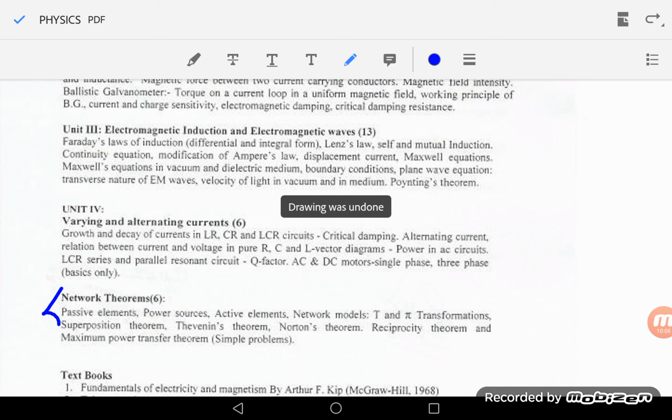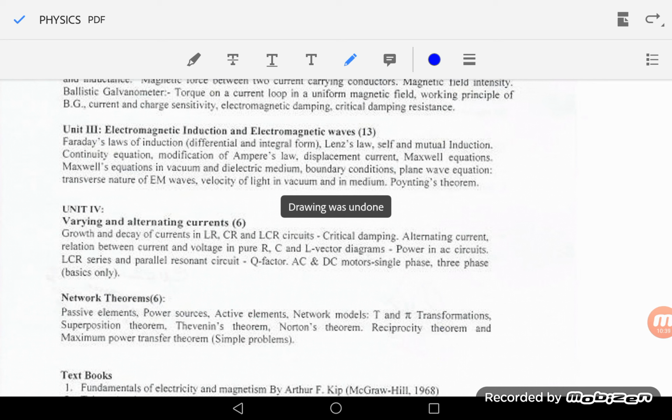And again the theorems. What is a passive element? What are the power sources? A power source is nothing but what kind of batteries we are using, of which kind of voltage, then active elements, and again what network models there are, and again theorems. Mainly we have, I think, 5 theorems. Okay, one is the superposition theorem, and Thevenin theorem, and Norton theorem, and reciprocity theorem, and maximum power transfer theorem.